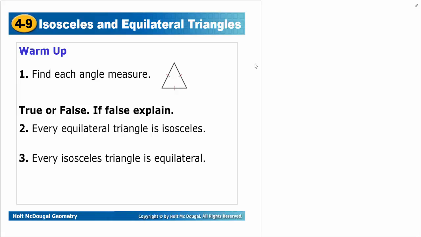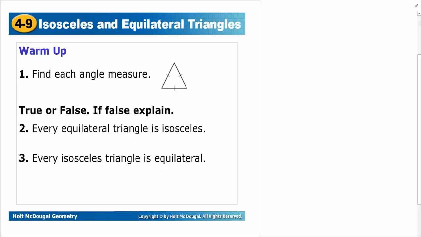Alright guys, we are on the last section, chapter 4. This is actually a pretty quick lesson. I guess I'll see how long it ends up taking, but it should be pretty quick. So let's go ahead and go through the warm-up here. Again, please try it yourself first, especially the true or false questions. I want you to really think about it, and then come up with your answers and play the video back and see how you did.